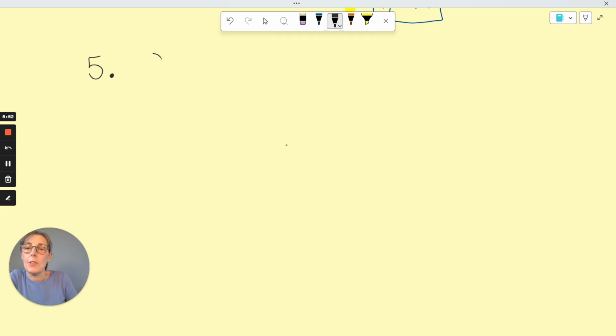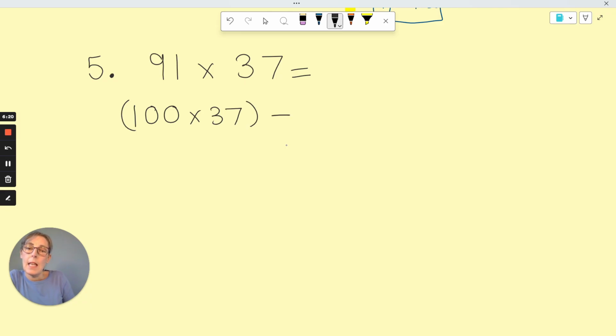91 times 37. Okay, I'm going to do this differently now because 91 is quite close to 100. 91 lots of 37 is the same as saying 100 lots of 37 take away 9 lots of 37, because 100 take away 9 is 91.